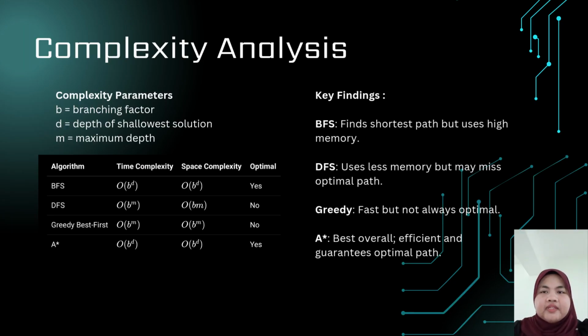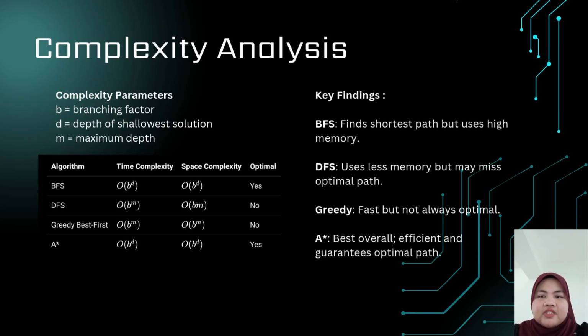Next, I will explain about the complexity analysis of the four search algorithms. We use three parameters, which are B, D, and M. B is the branching factor, D is the depth of the shallowest solution, and M is the maximum depth of the search tree. For breadth first search, the time and space complexity are both O(B^D). BFS guarantees the shortest path, but it requires a large amount of memory.